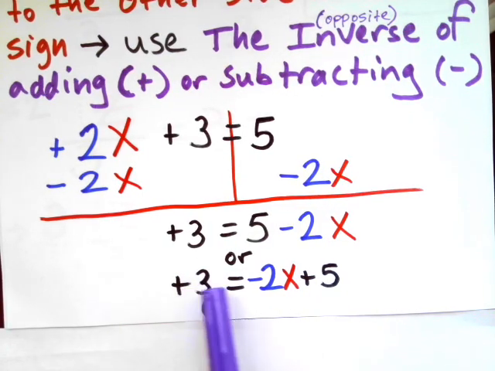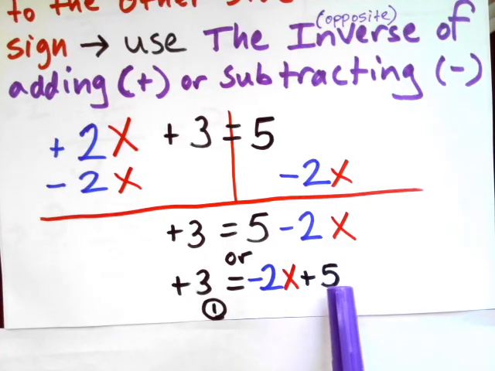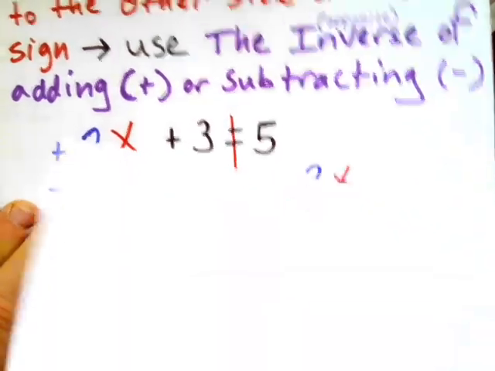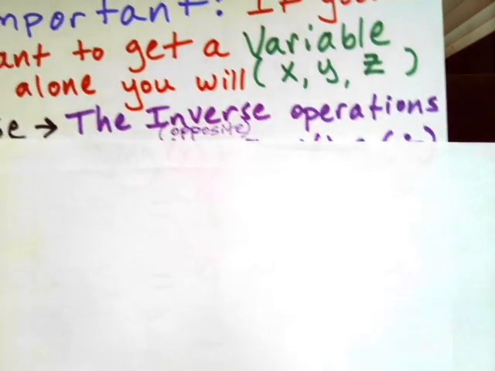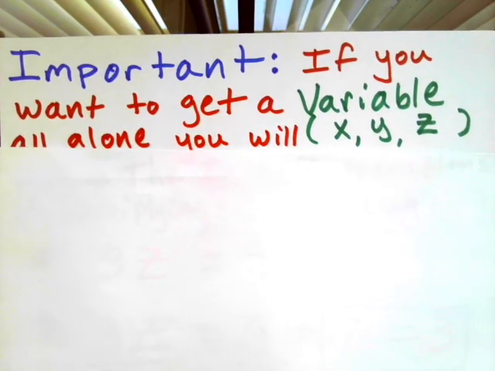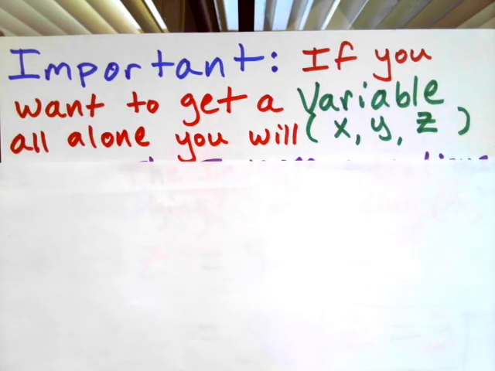So you could write it this way: 3 equals a negative 2x plus 5. All right, let's get into some more important points here. I'd like to start with another important piece of information that you really should know when solving these multiple step problems.